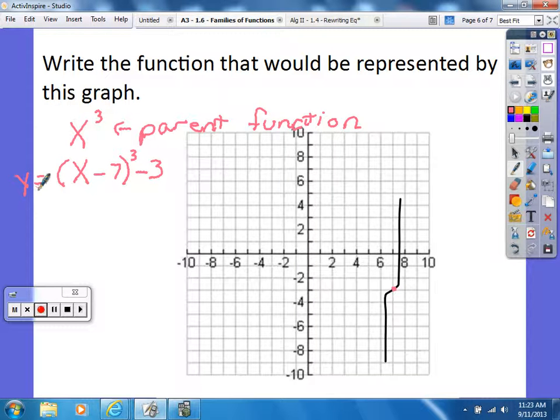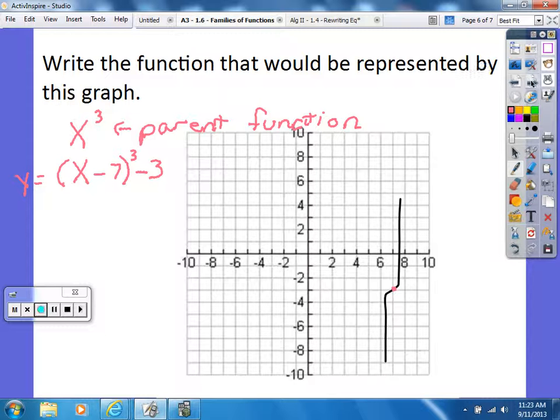Do I have any questions on that? Switch the sign of what's inside, keep the sign of what's outside. Look how that song just keeps coming back, doesn't it? Any more questions?